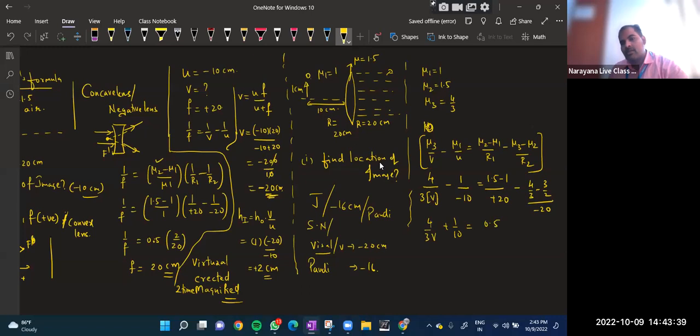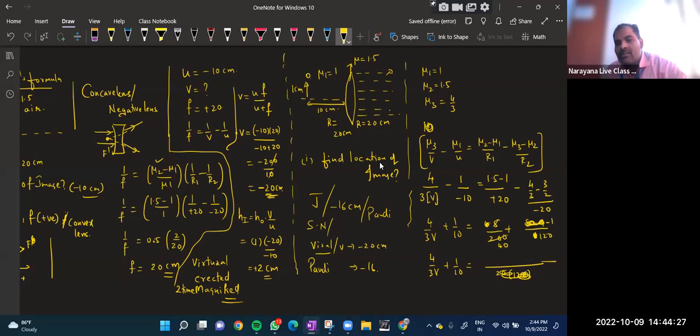0.5/20 minus 6 minus 8, 3 minus 3, 9 minus. And 6 into minus 20 is plus 120. 8 minus 9 means minus 1. Okay. So 4/3 v plus 1/10 equals, what is the LCM? You can cancel 5 and 200 and make it 1/40. Then you can multiply 3 to get 120. Correct.